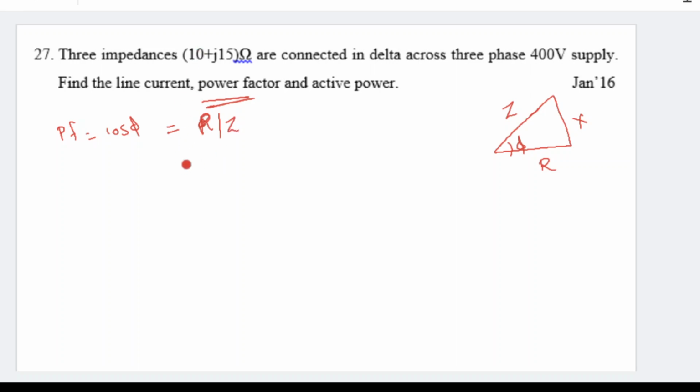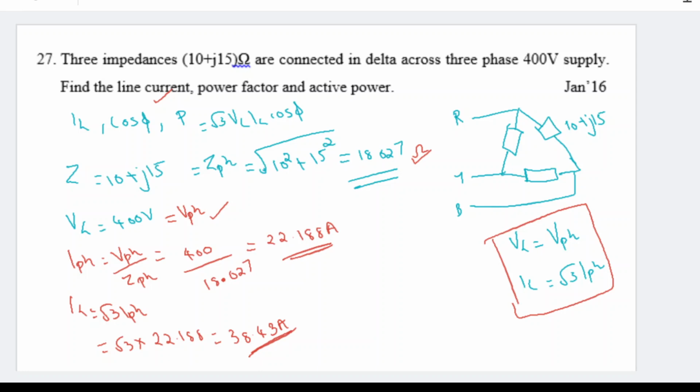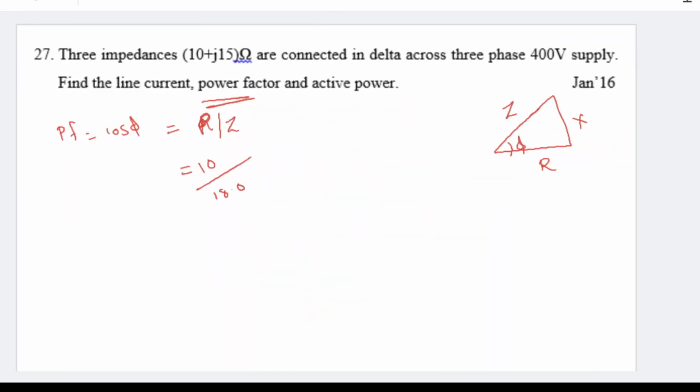So what is the value of R? R is equal to 10, divided by the value of Z that we have found out, 18.027. So tell me what is the power factor? 10 divided by 18.027 is equal to 0.554. Okay, so that will be the power factor cos phi, and you have to say leading or lagging. Yes, it will be lagging because we are having plus 15j.